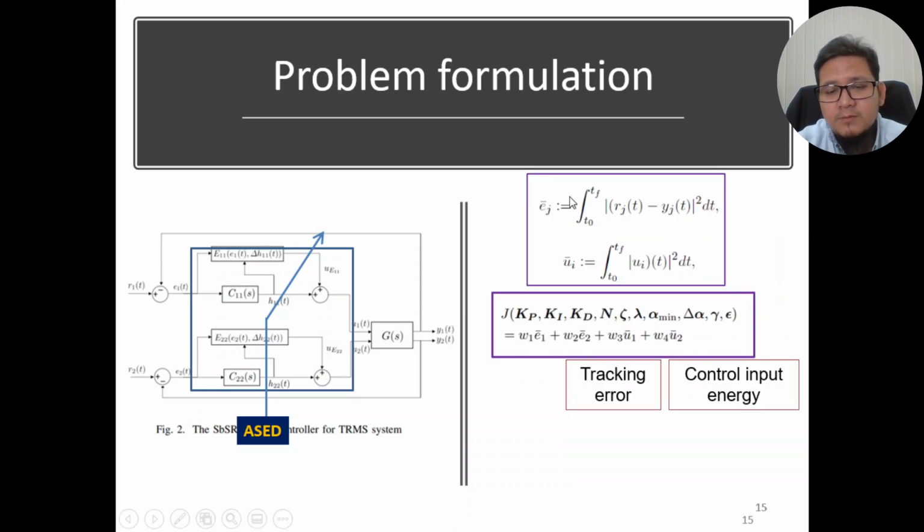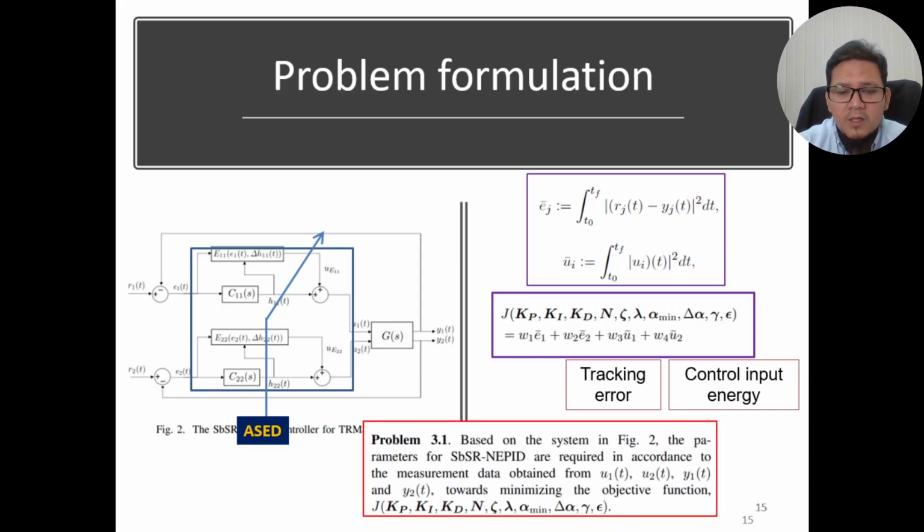So these algorithms use the tracking error and input controls here. This is the error using the ISE, the integral of squared errors. This is the objective function J, and this is the weight multiplied with the errors and the control input energy. Based on the system in figure 2, the parameters for the sigma-based saturation rate are required in accordance with the measurement data obtained from U1, U2, Y1 and Y2 towards minimizing the objective function J.